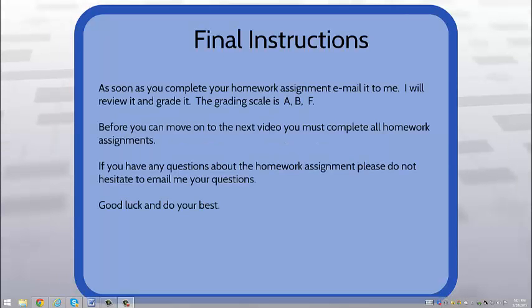Final instructions. As soon as you complete your homework assignment, email it to me. I will review it and grade it. The grading scale is A, B, F. You've got to score an A or a B on the homework assignment. When you do, you can move on to the next video, but you must complete all homework assignments. If you have any questions about the homework assignment, please do not hesitate to email me your questions. Good luck. Do your best.